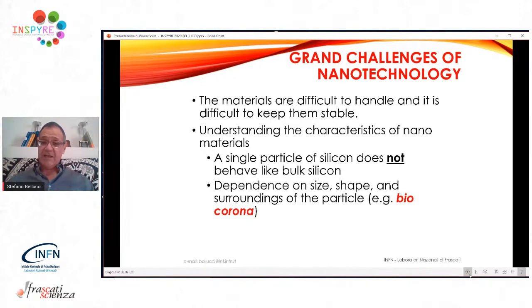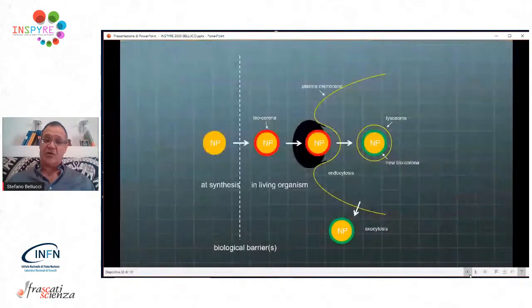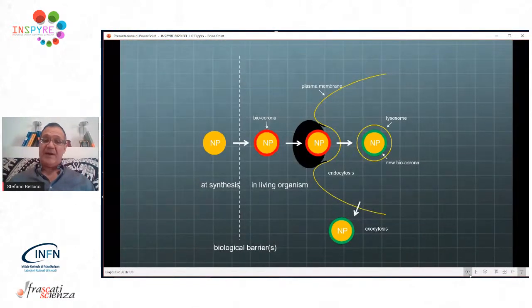Then important attention must be paid to the dependence of the properties not only on the size and the shape, but also on the surroundings of the particle. In this sense, we developed in the past few years the notion of biocorona. Here you see the example. The nanoparticle is made at synthesis, characterized. We know all about its physical and chemical properties. Then, however, it crosses the biological barrier. For instance, being inhaled accidentally, or we inject it in a tumor to cure the tumor. So we do it intentionally.